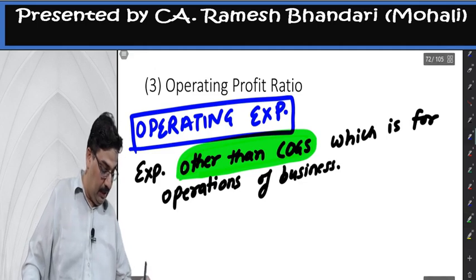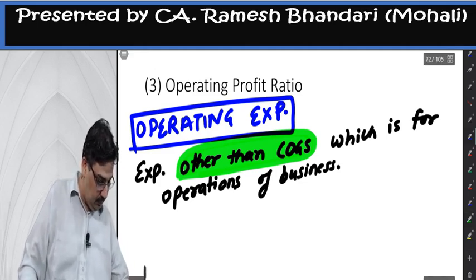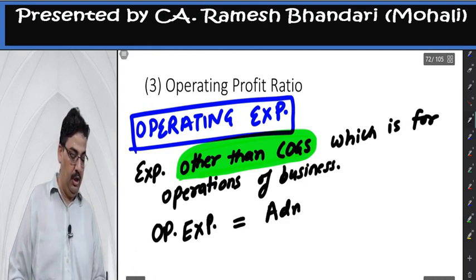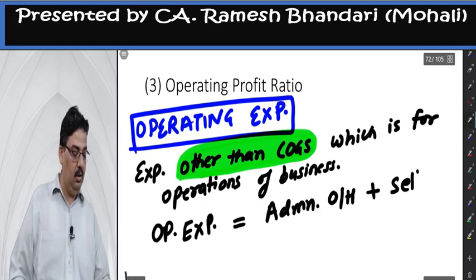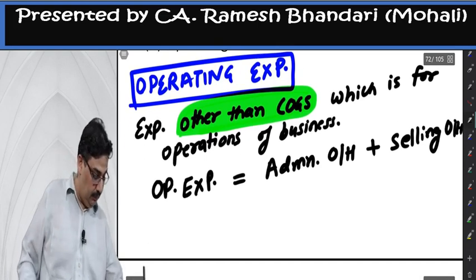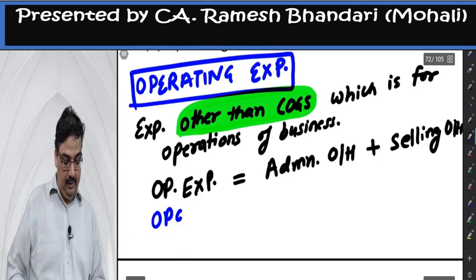So small technicality which you should know. So what are operating expenses? Operating expense equals administration overhead plus selling overhead. Now operating cost, the terms are important.